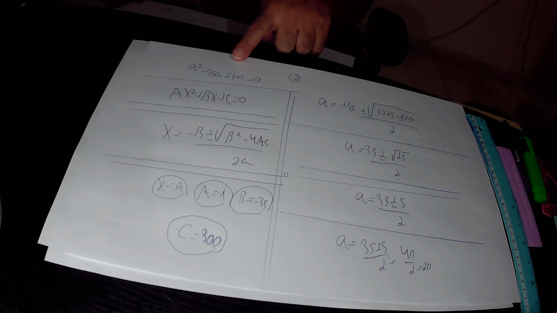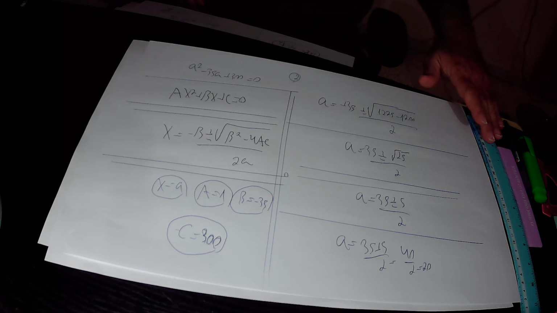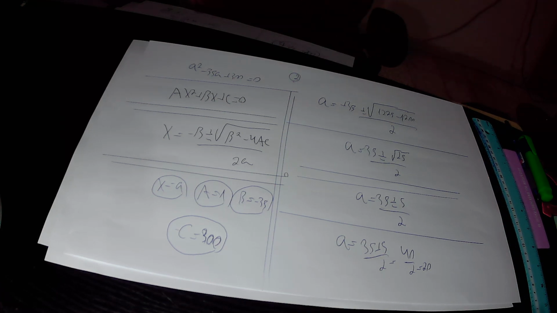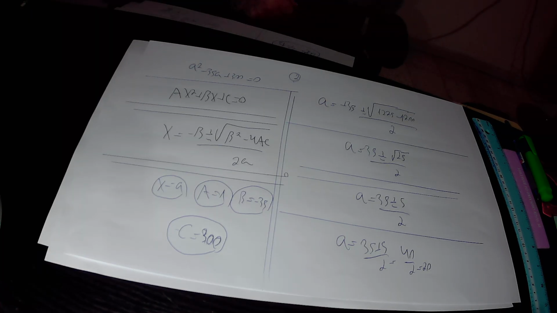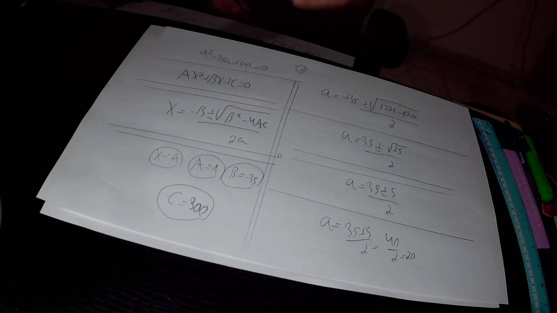So this is a quadratic equation, and the general form of a quadratic equation is ax squared plus bx plus c equals 0. Here a, b, and c are the coefficients of this quadratic equation, and x is the variable that we are looking for. We find the value of x according to the following formula: x equals minus b plus or minus the square root of b squared minus 4ac, over 2a.